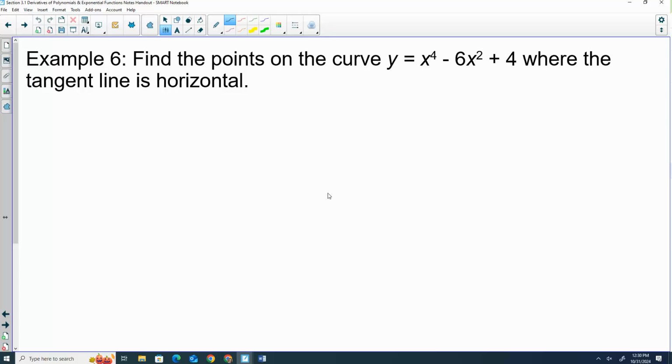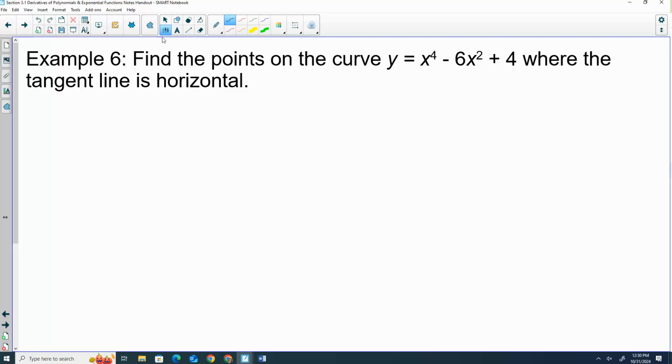I want to know everywhere the tangent line would be horizontal. What would that mean? 0. What's 0? The slope. Okay, if it's horizontal, slope of 0, how do you find the slope of a tangent line? Derivative. So I am just asking you, when is the derivative 0?